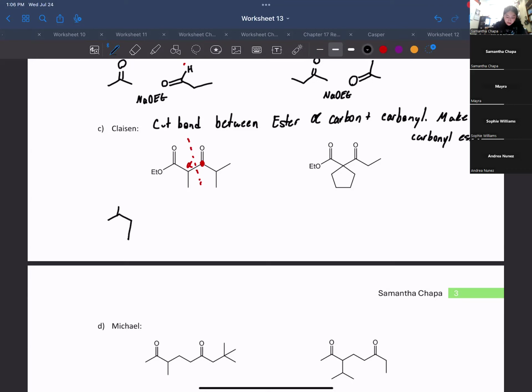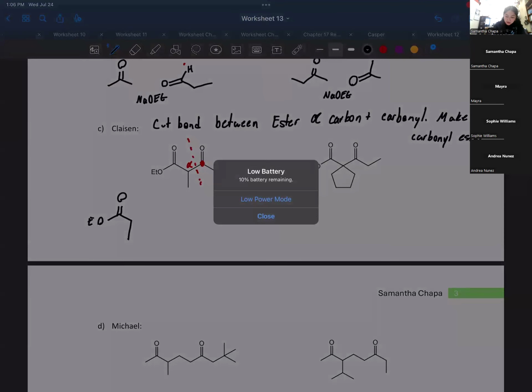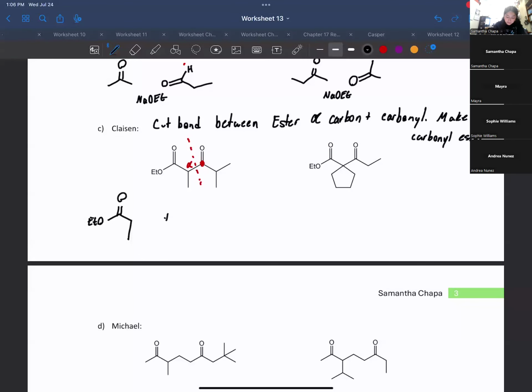And so immediately we can see one of our products is just going to be an ester with a methyl group attached to the alpha carbon. And the other one of our products is going to be this part of the compound, but instead of that bond that was originally there, it's going to be also an ester. Because for a Claisen, you need to react two esters together to make a 1,3 keto ester.